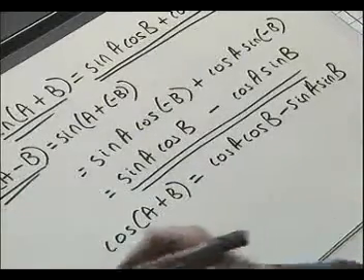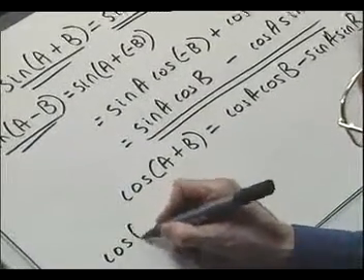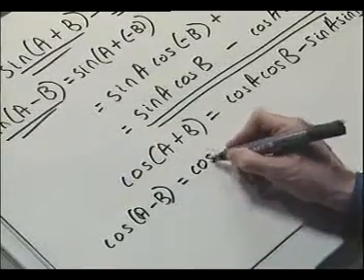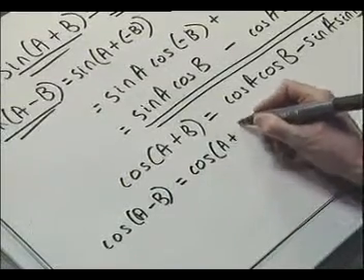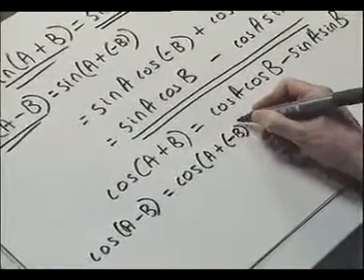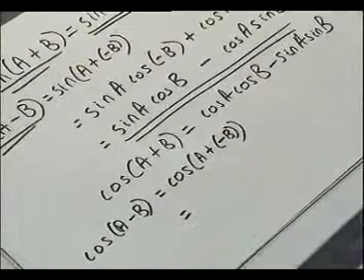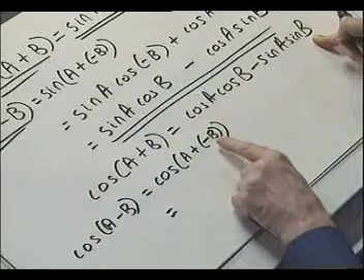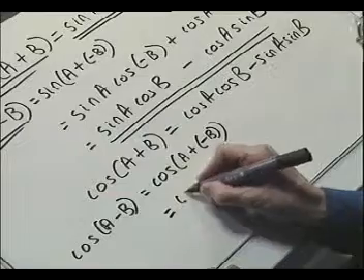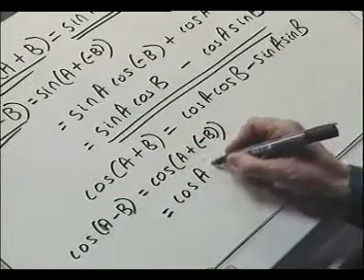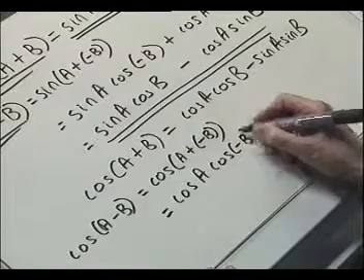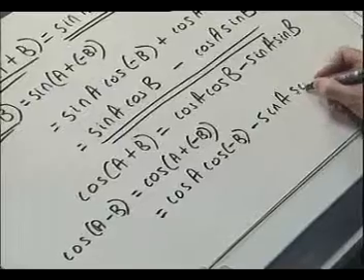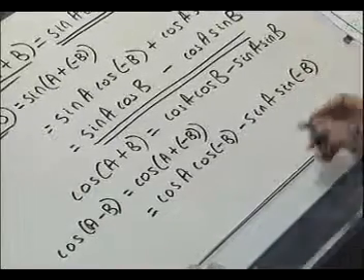So let's do the same as we did here. Cos of A minus B. We'll rewrite the minus B as A plus minus B. And then we can replace the B's in this first formula with the minus B there. So we'll have cos A, cos of minus B, minus sine A, sine of minus B.